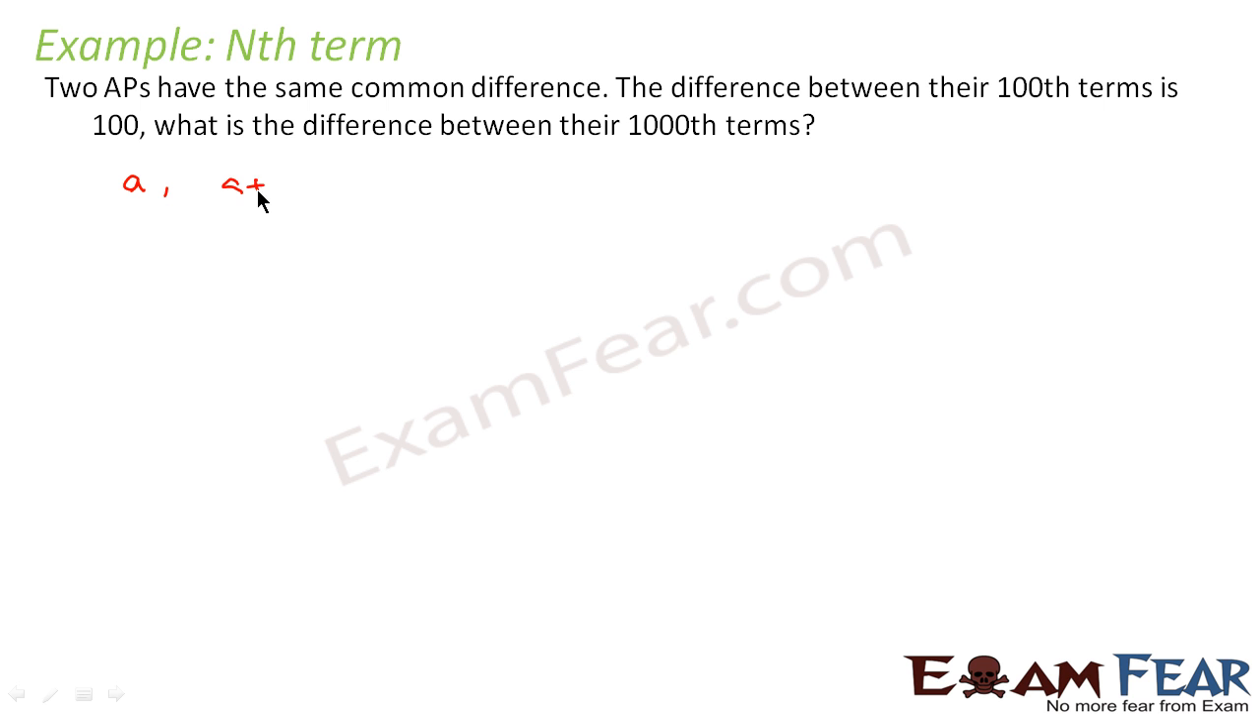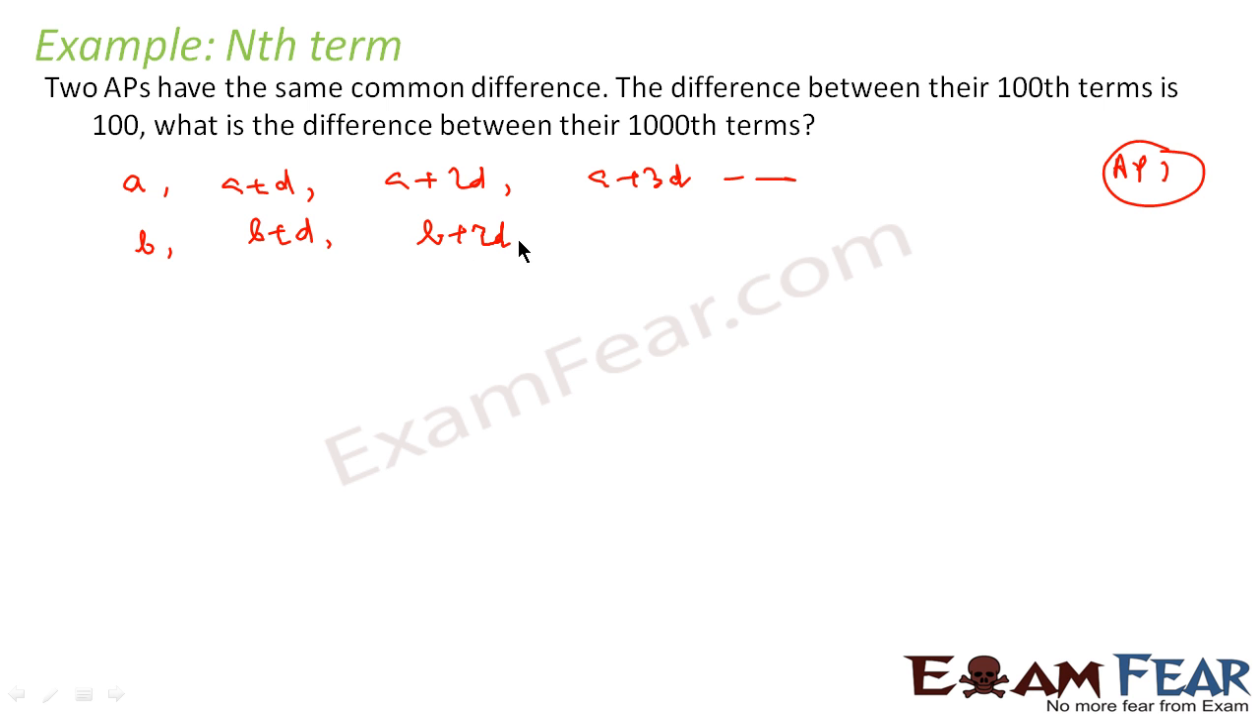A plus D, A plus 2D, A plus 3D, and so on. This is AP1. And the second AP is, let's suppose, B plus D, B plus 2D, B plus 3D, and so on. This is AP2. Correct? Two APs with the same common difference, so D is the same.